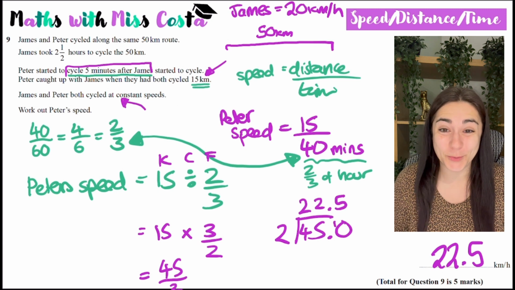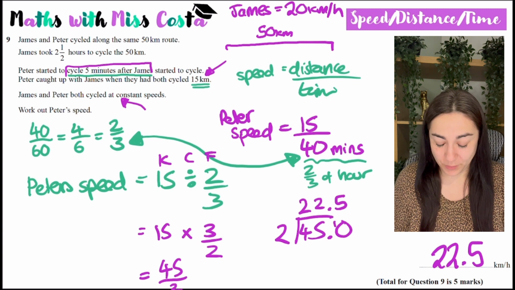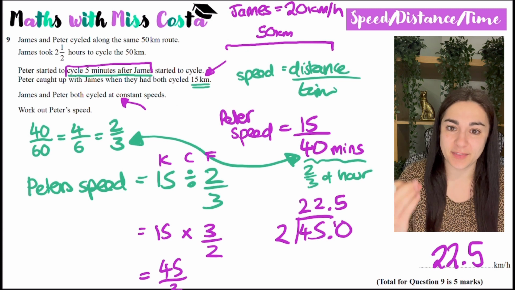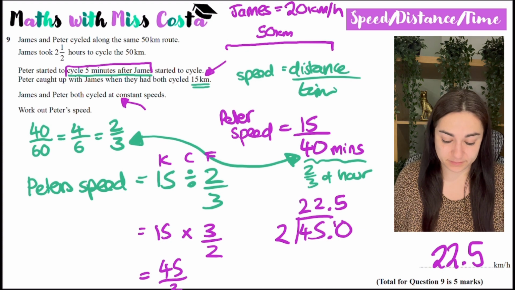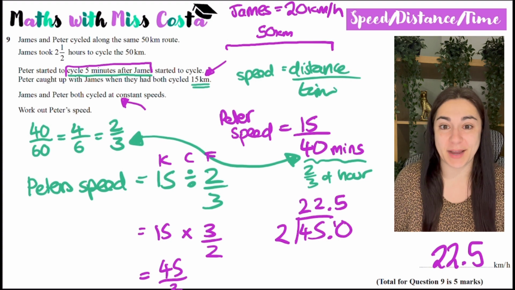And the key thing to always remember with speed, distance, time is whenever you're dealing with minutes, you want to convert them into hours. And you do that by writing it as a fraction of an hour.